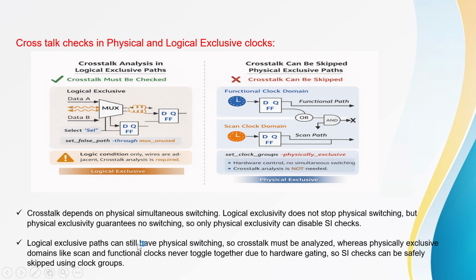Coming to the logical exclusive scenario, if data A and data B are going to the MUX and the select signal chooses only one, functionally one path is active, so we apply set_false_path on the unused MUX input. But both nets are physically routed near each other, so crosstalk is still possible in that. So timing is false, but SI must be analyzed here.